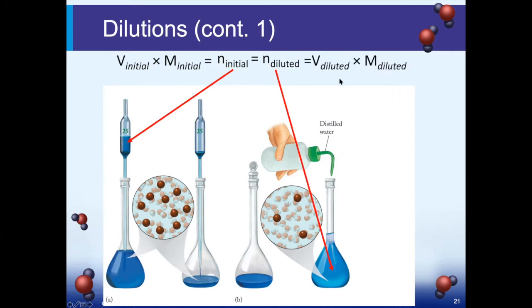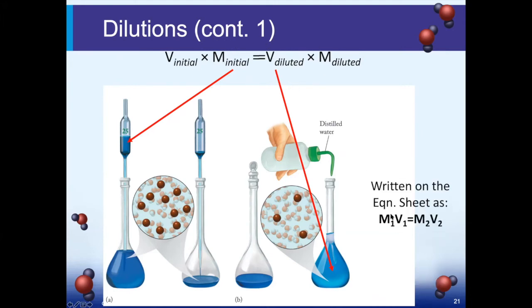It's just that it has a different volume and so they're in a different concentration, okay? So the volume of the diluted solution times the molarity of the diluted solution equals that number of moles of the diluted solution. Well, since those two are equal to each other, I can take out the middleman here and put the parts together, which leads me to this very important new equation.